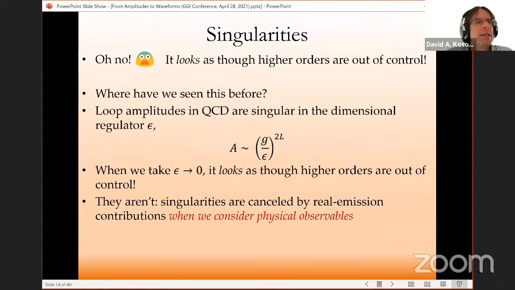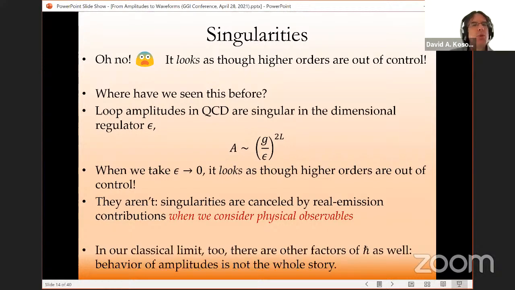And indeed, the same thing is true in our classical limit, the limit that we're interested in. There are going to be other factors of h bar as well. So the behavior of amplitudes is not the whole story. We have to think about observables.